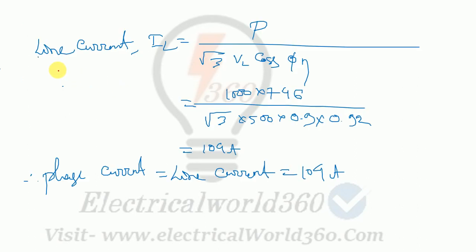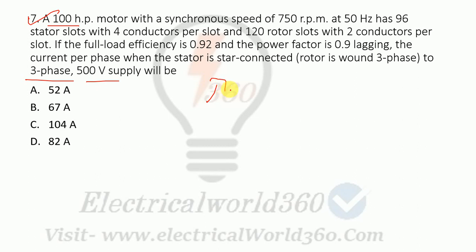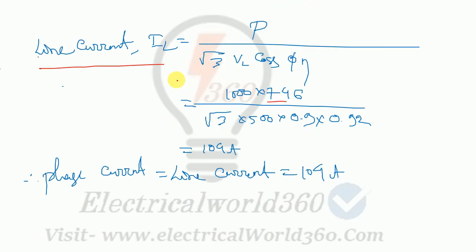So in this case, as we know, the line current is equal to the power divided by root 3 into the line voltage into cos theta and efficiency. So after putting the values, here you can see these all values are given in the question. This is the synchronous speed and this is the voltage and everything is given in the question. So after calculating this, we will get the line current, that means 104 ampere.